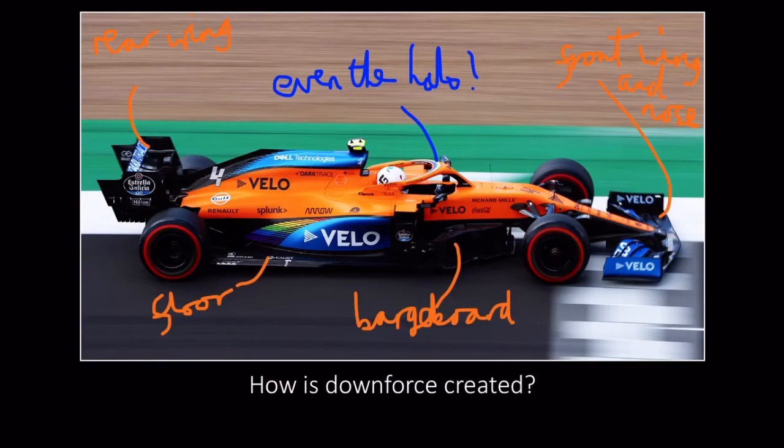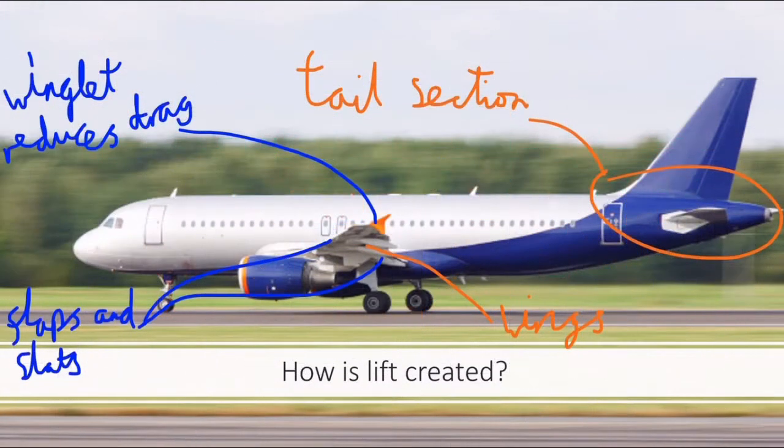Now we're going to have a look at how lift is created. So, quite simple. The wings and the tail section can produce lift, and also the flaps and slats can produce extra lift or drag, actually. Like the flaps help to slow the plane down upon landing. There's the winglet at the end of the wing that doesn't actually produce lift, that just reduces drag.